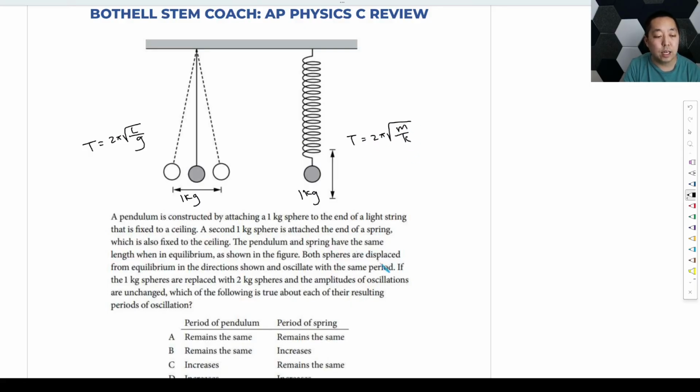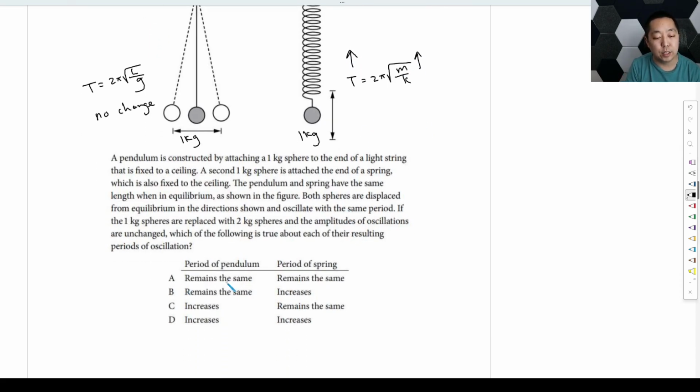If the 1 kilogram spheres are replaced with 2 kilogram spheres and the amplitudes of oscillations are unchanged, which is true about the resulting periods? Well, the period's only depending on L, so no change on this guy. The mass doesn't matter. But if we increase the mass, go from 1 to 2 kilograms, we increase that value, the period's going to go up. So there's no change in the period of the pendulum, but the period of the spring is going to increase. So that's going to be B.